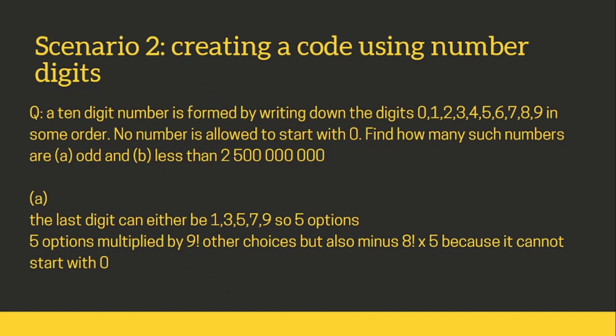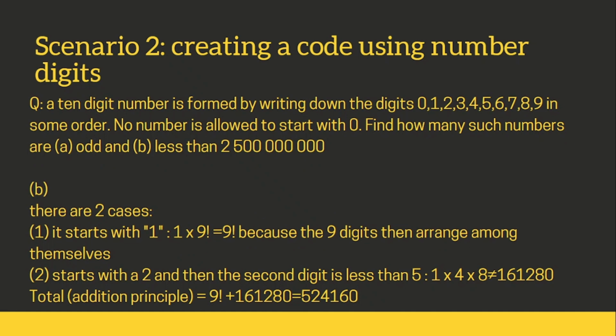But also, we minus 8 factorial because it cannot start with 0. And so, it's not going to be 8 factorial because we are not arranging 8 numbers. We still are arranging all 9 numbers. It's just that we are taking into account the scenario where the first number is a 0, the last digit is a 5, and then we are rearranging the 8 in between. So this 8 factorial times 5 cannot be included.